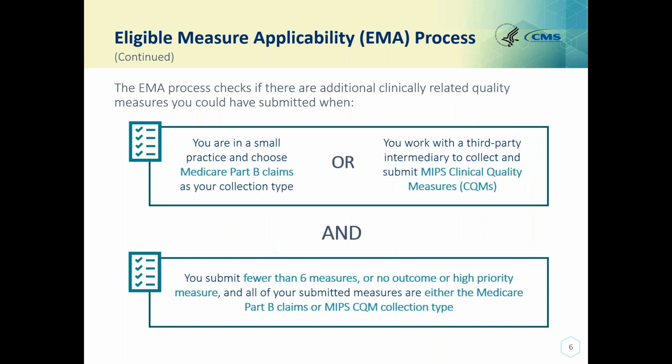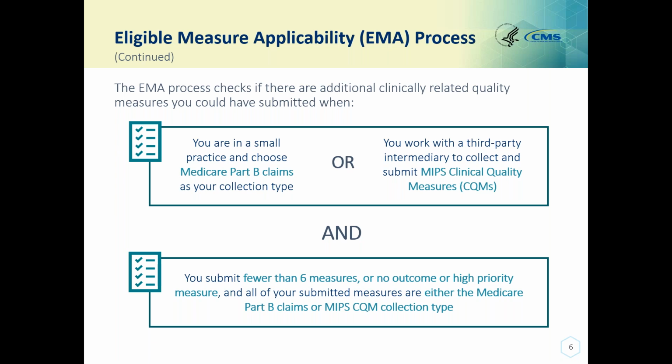All right, we're on slide 6. This shows the process checks. This is what Lauren had briefly noted with the intro. There are some factors: when you are a practice using Medicare Part B claims as your collection type, or you work with third-party intermediaries, those are the 2 submission elements that allow for EMA to be employed in the quality category.